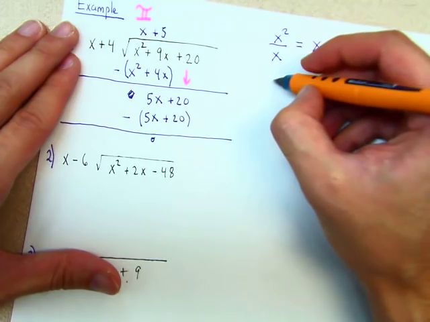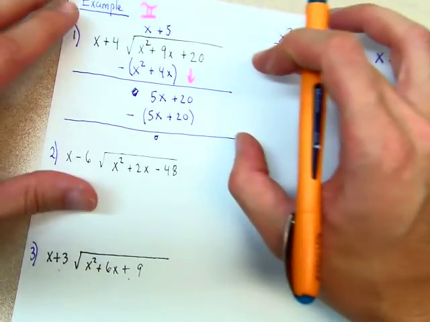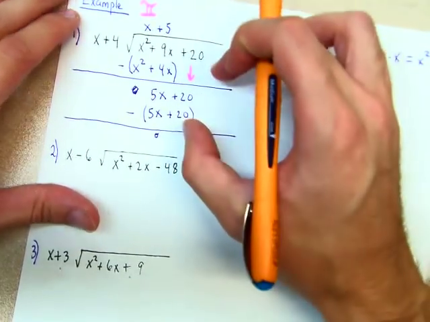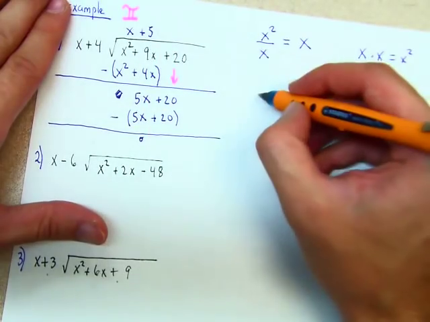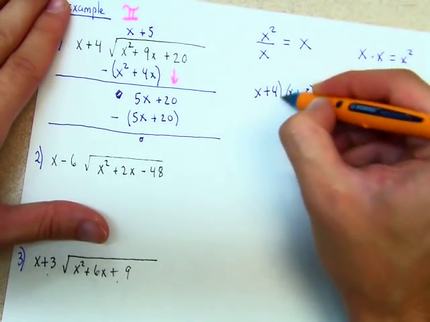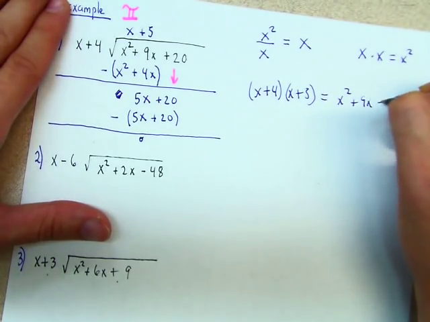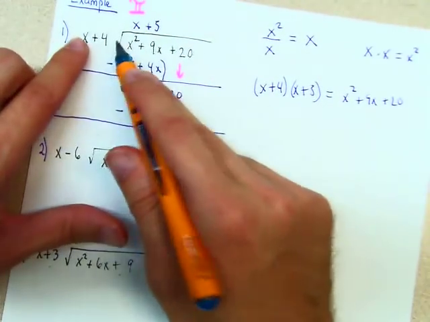And if you feel a little weird about this, just go back and see it again, because the same technique we did for this, we're going to do for this question and this question. Oh, if you want to check, what can you do? What is x plus 4 times x plus 5? If you do the multiplication, it will equal x squared plus 9x plus 20. And that's what we did. We took this and we divided by this.